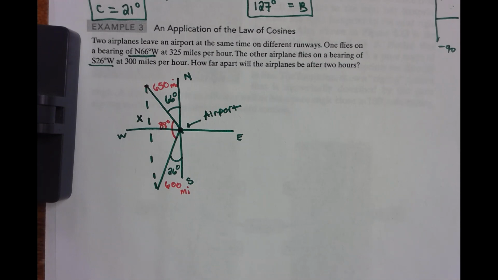B squared equals 650 squared plus 600 squared minus.